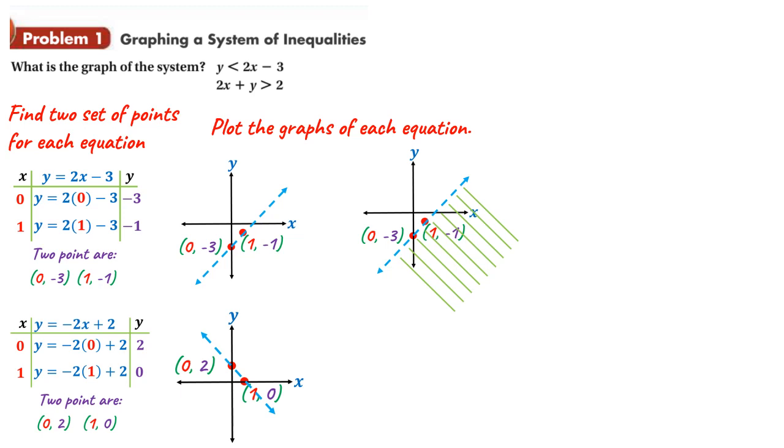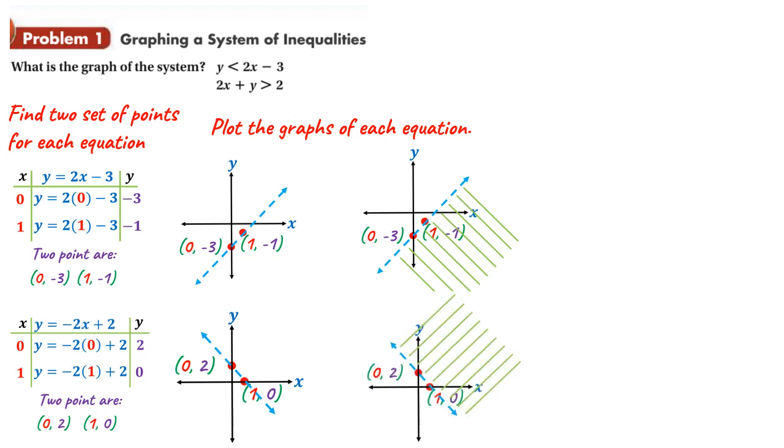After plotting the graph, we need to decide about the shading part. As you can see, the inequality is more than, therefore the shading will be above the dotted line. So this is our graph for the second inequality.